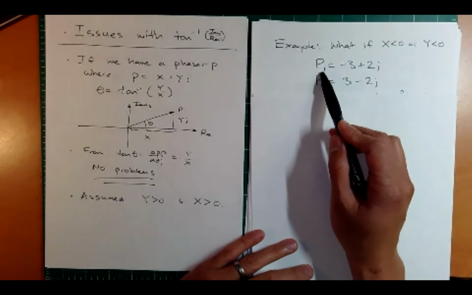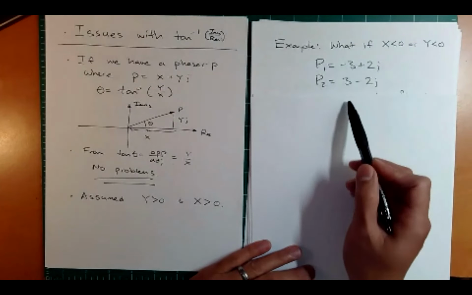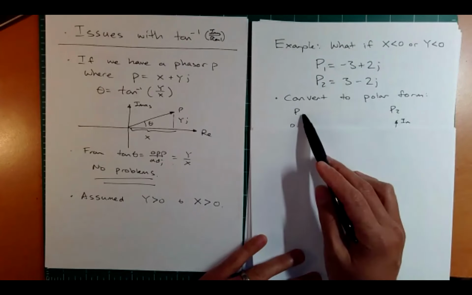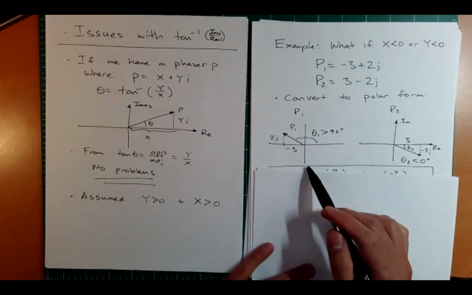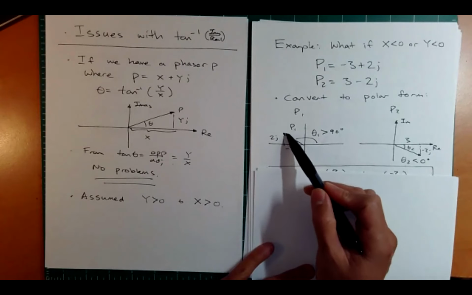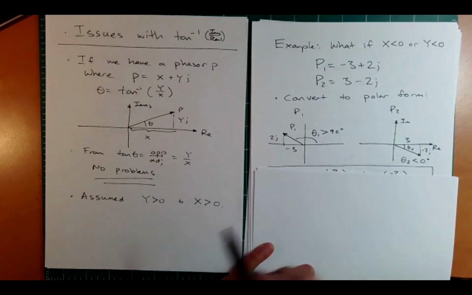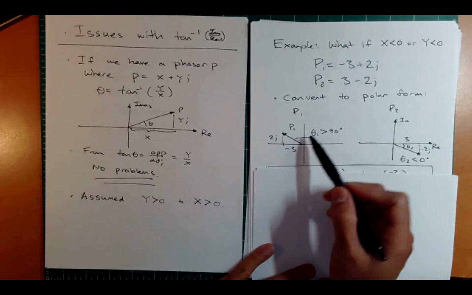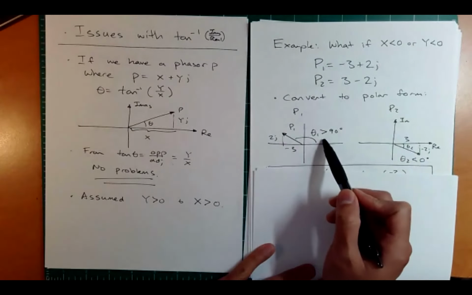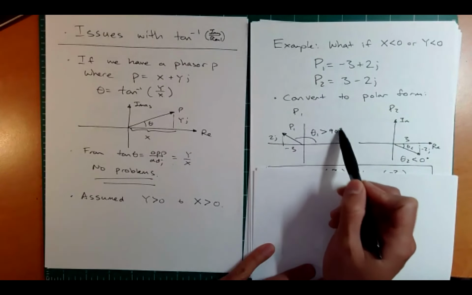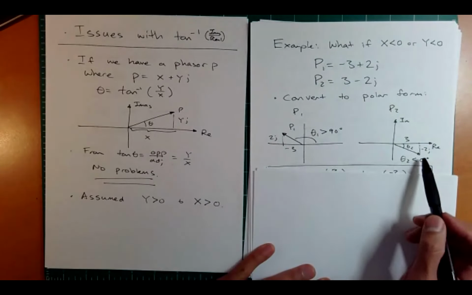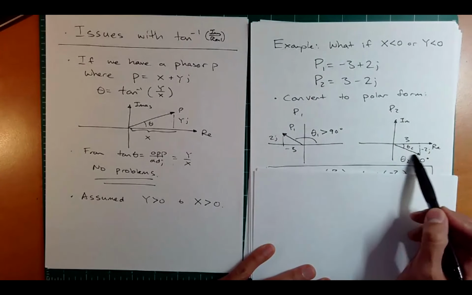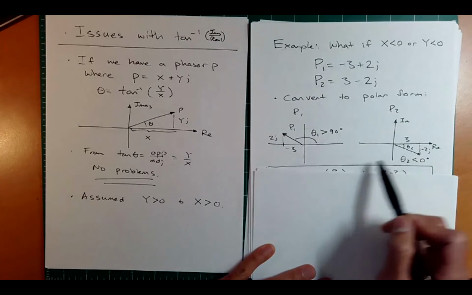So let's say we have two phasors, -3 plus 2j or 3 minus 2j. Let's see what happens. Okay, so if we convert to polar form, what do we get? Well, we get this. And we can see here very quickly that this one here with a -3 plus 2j has a phase angle that's greater than 90 degrees. That's pretty easy to see. And we can see here that the phase of the second one is going to be less than 0, somewhere in between 0 and -90.